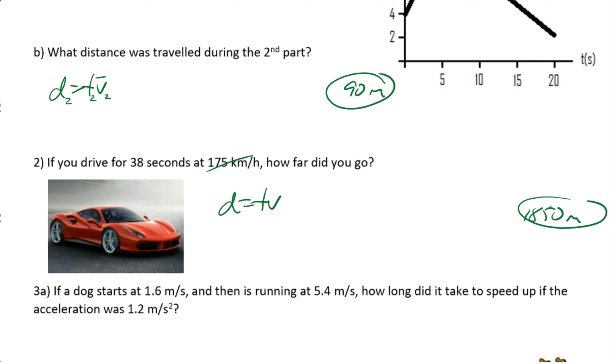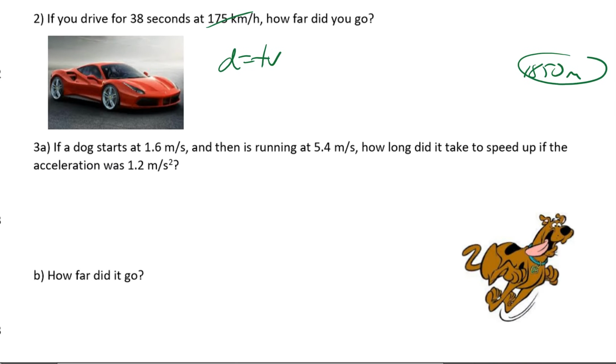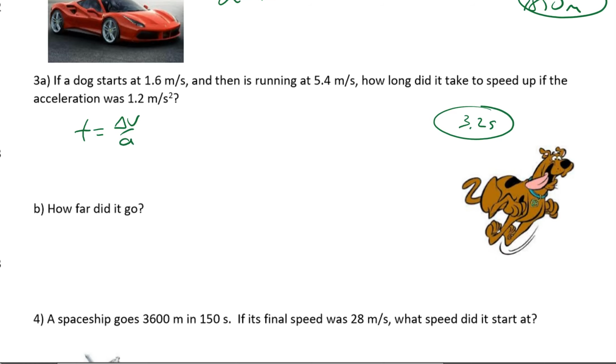All right, for the next one, we've got a dog. We've got a little Scooby-Doo action going on here. The dog starts at 1.6, then is running at 5.4. How long did it take to speed up with the acceleration? Okay, so we're looking for time, and with acceleration, time is the change in V divided by the acceleration. Well, you've got the first V, you've got the last V, you can find out how much the V changed by, then just divide by the acceleration, which is given to you, and hopefully you'll end up around 3.2 seconds when you're all done.